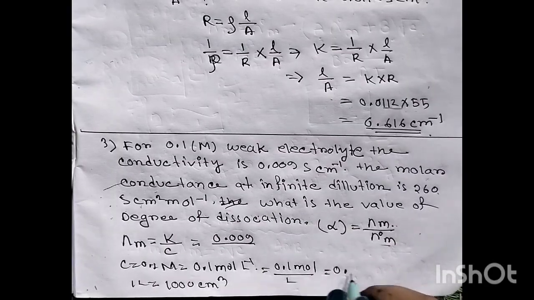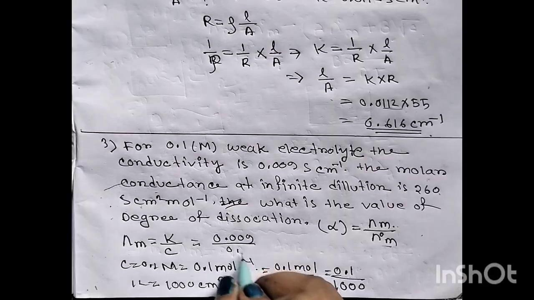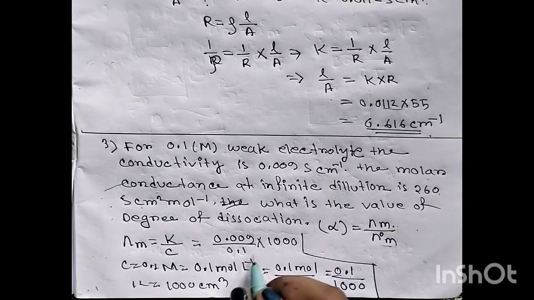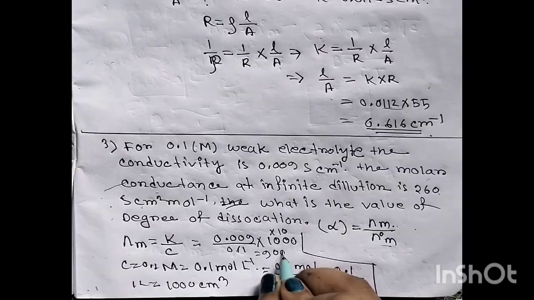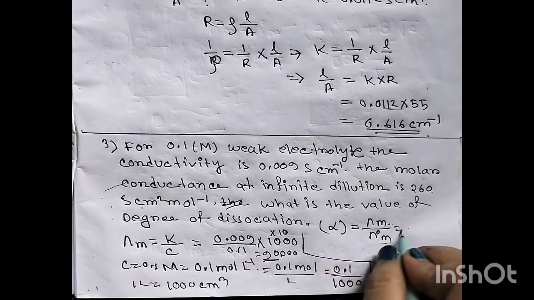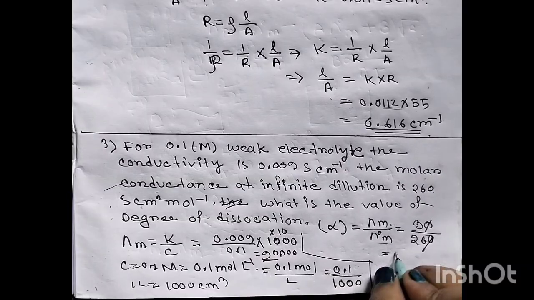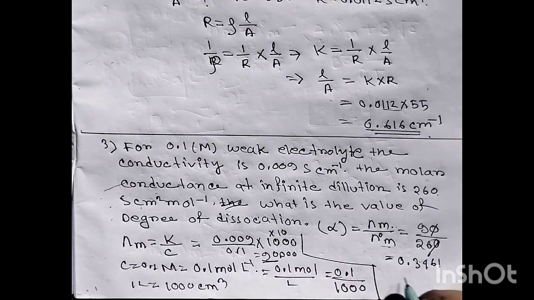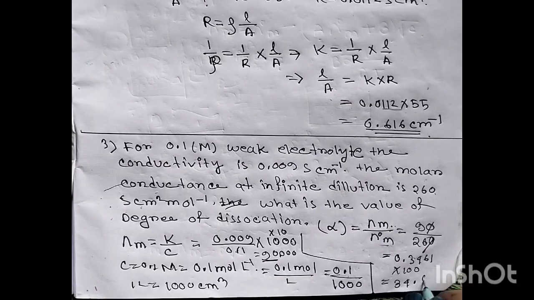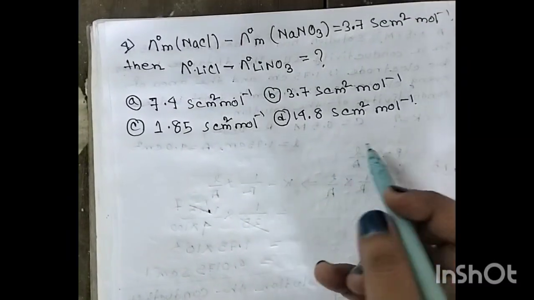Now the value is 9. So alpha equals 9 by 260, that means the value is 0.3461. That has to be expressed as a percentage, so percentage means we have to multiply by 100. So the value is 34.61%. So the answer is 34.61%.